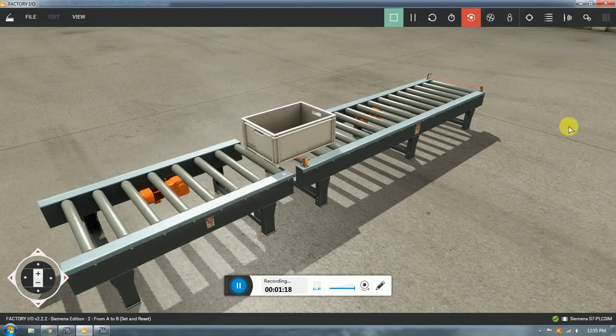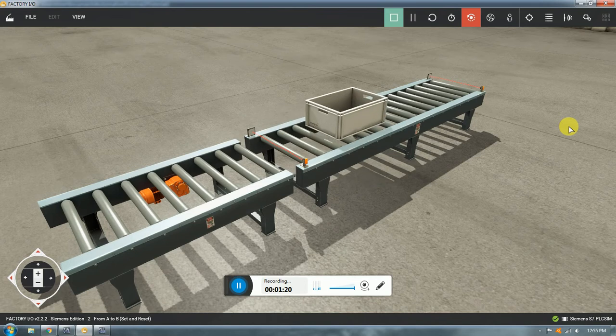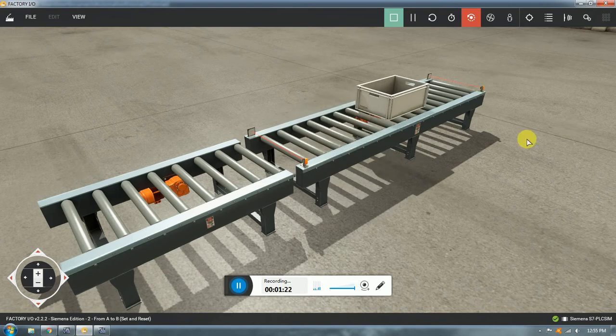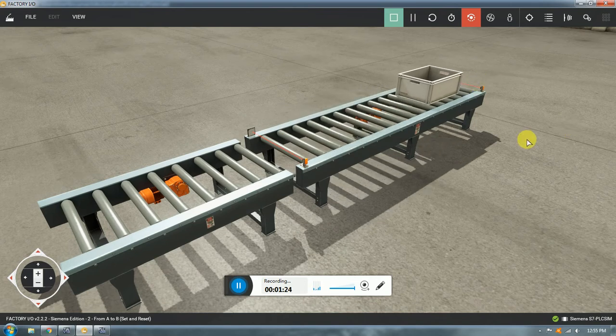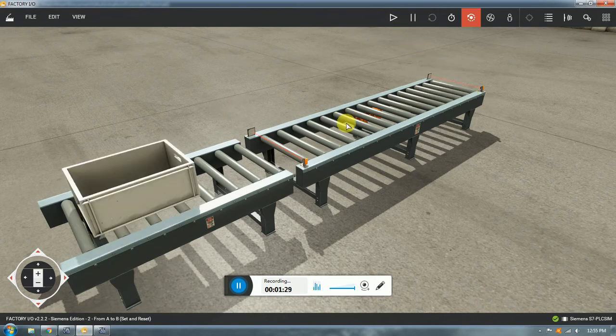It connects, and when the box reaches the second sensor, it stops, right?